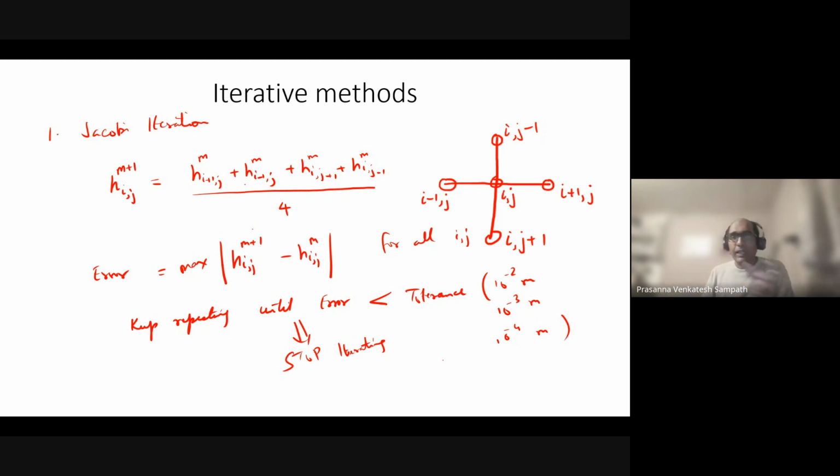Now, the tighter the tolerance criterion is, the more iterations it takes. If you make it 10 power minus 2 meters, it may take a certain number of iterations to converge. If you make it 10 power minus 3, it will take even more iterations. If you make it 10 power minus 4, it will take even more iterations and so on. So this is the Jacobi iteration method.